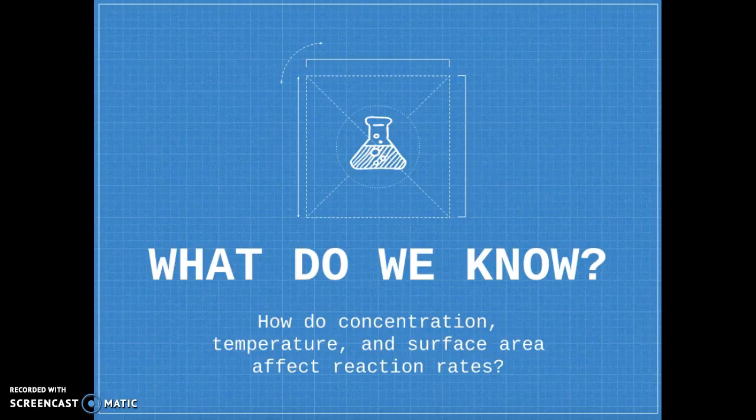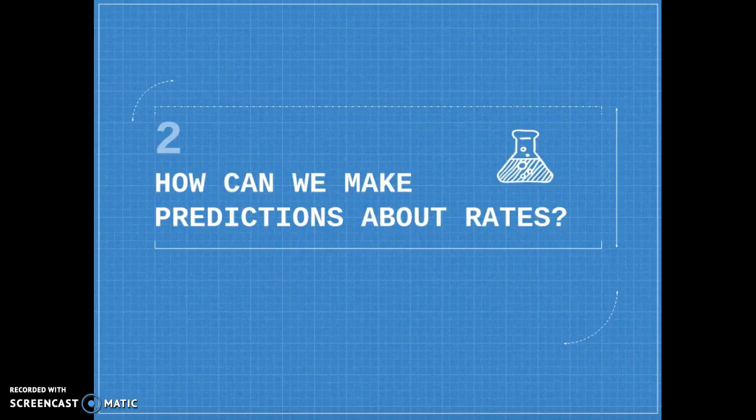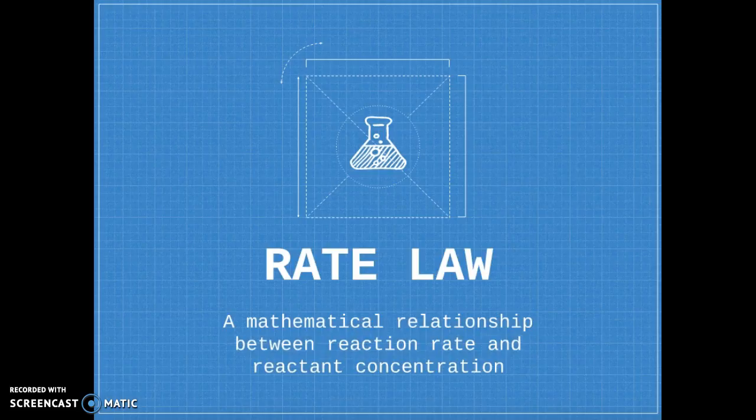So let's review what we know. Take a minute to think about what you already know about how concentration, temperature, and surface area affect reaction rate. And now let's apply that to how we make predictions about rates. We use something that's known as a rate law. As you can see here, a rate law is a mathematical relationship between reaction rate and reactant concentration. So it's going to look like a mathematical formula that shows us how the reactant concentration mathematically affects the rate of a chemical reaction.